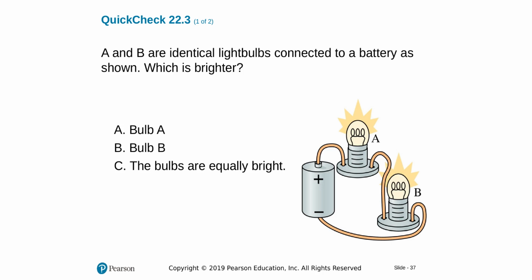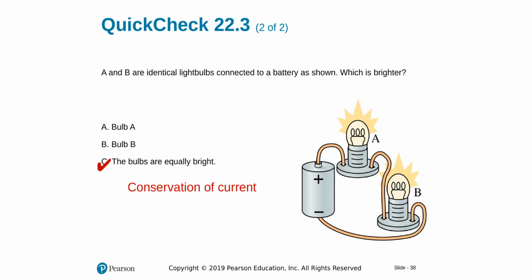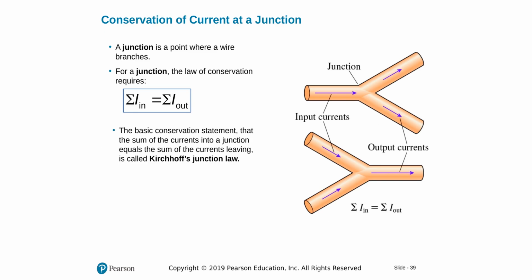Two identical light bulbs are connected to a battery; which is brighter? If the same current is passing through identical light bulbs, they will have the same brightness, and the same current is passing through here because current has only one way to go. And as we discussed earlier, this is actually a series circuit. We'll talk more about it in the future. So they are equally bright because they have the same current, same resistance, same power, same brightness.